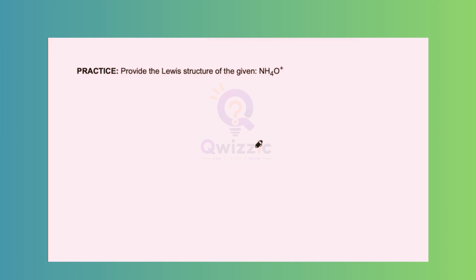Welcome back, everybody. Our next problem says, provide the Lewis structure of the given NH₄O+. So we have our molecule here. It has a nitrogen, 4 hydrogens, an oxygen, and an overall +1 charge. So what are the steps we go through to try and come up with the best Lewis structure?